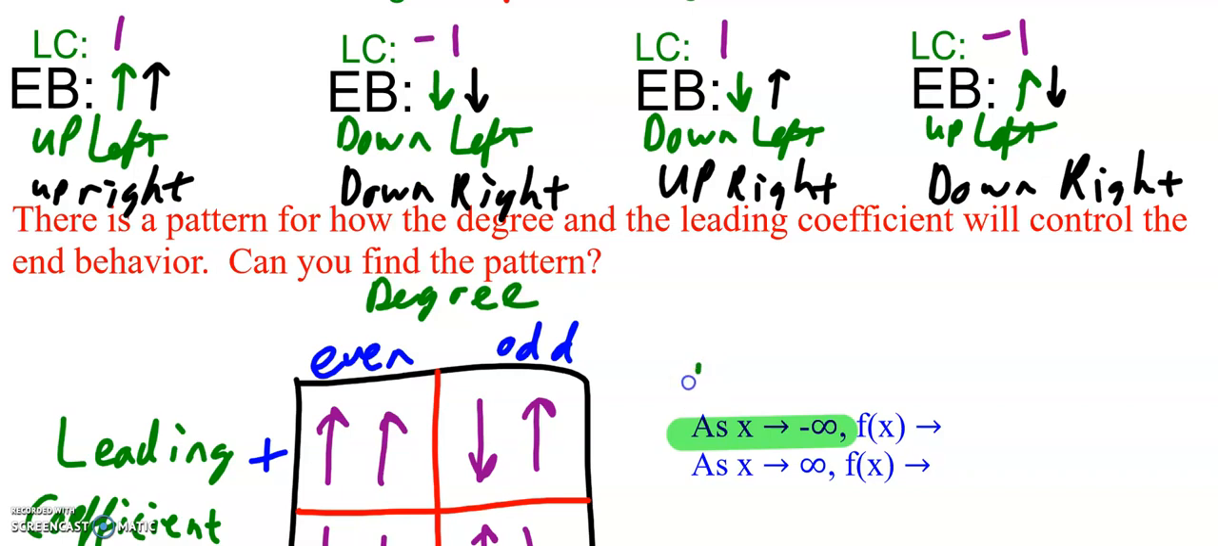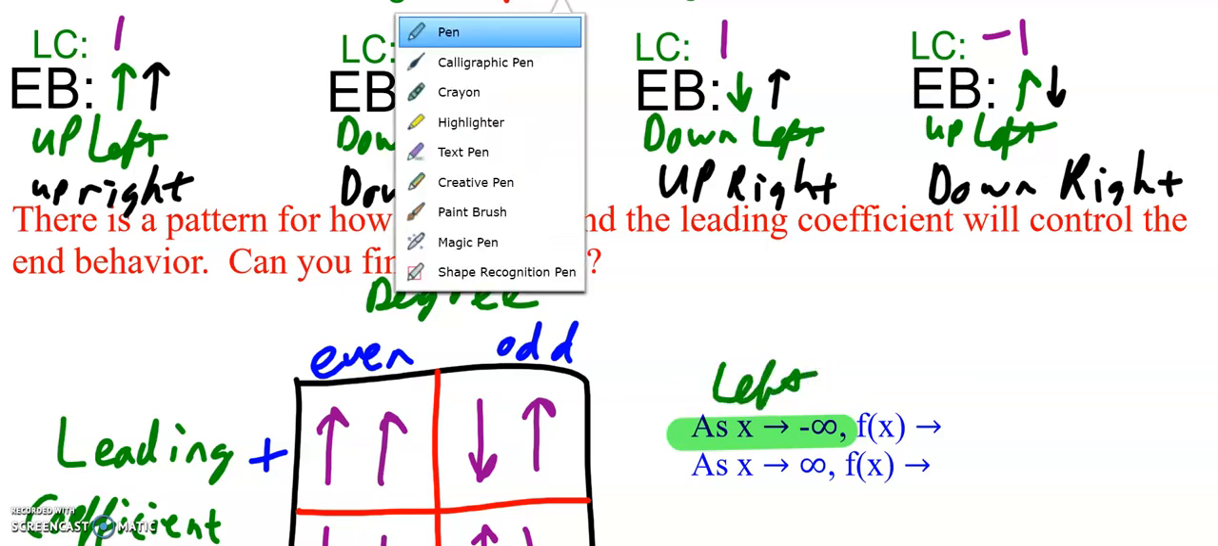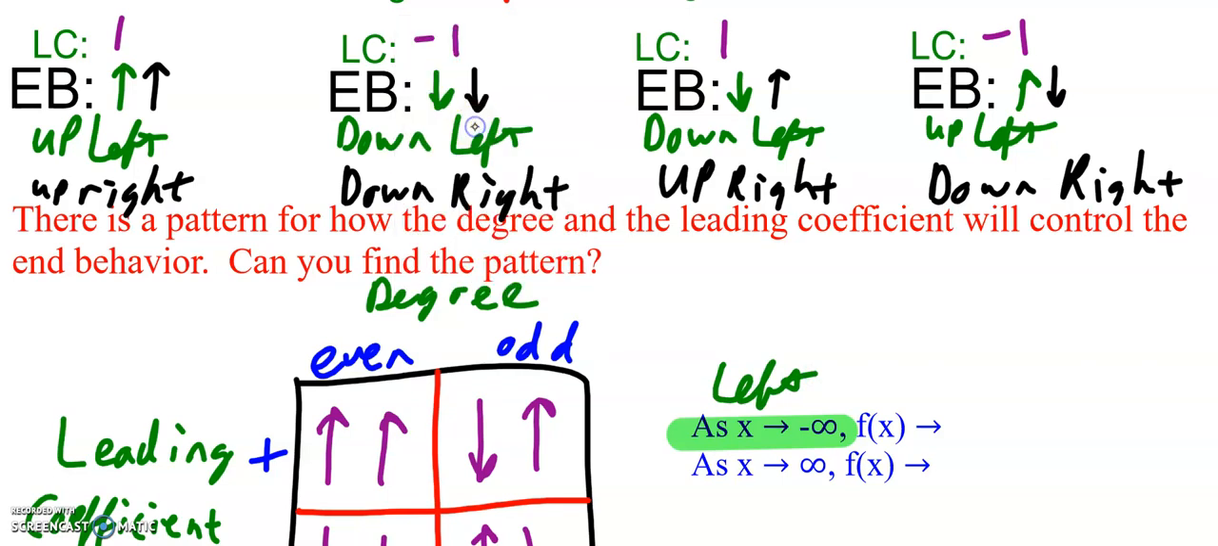Actually, I'm not going to say to the left. I'm just going to say left. So this is our left. The other one is saying as x goes to positive infinity. So this is going to be to the right. And then our answers are, what are the y values doing?